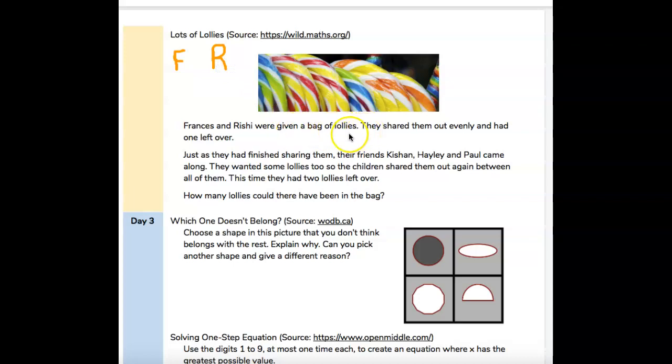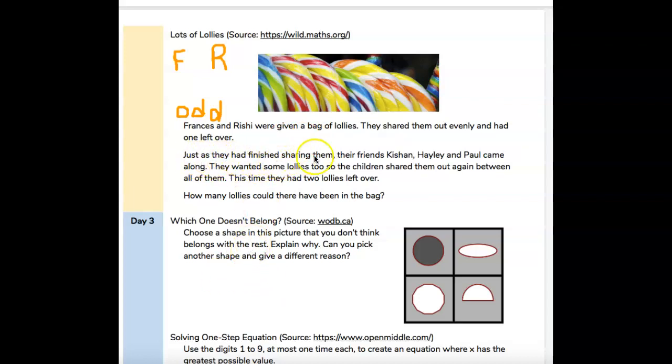We're given a bag of lollies. They share them out evenly and had one left over. So what do we know about this number right away, if we know that they shared them evenly, no matter what they were? We don't know the number yet, and had one left over. Do we know whether that's an even number or an odd number? I hope you said it's an odd number, because if it was even, they would share them evenly and have nothing left over. Okay? So we know that the number we're going to pick is an odd number.